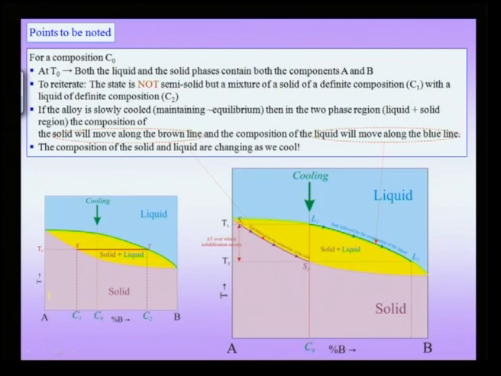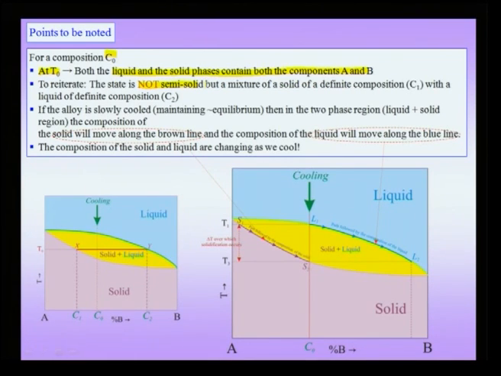Now, a few points to be noted. For a composition C0 at T0, which is a two phase mixture, liquid and solid phases both contain elements A and B, and this liquid plus solid mixture is not a semi solid, but a solid of definite composition in equilibrium with a liquid of very definite composition.